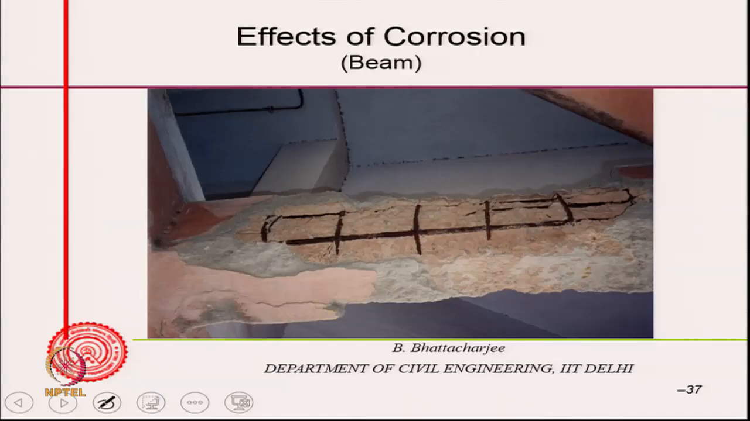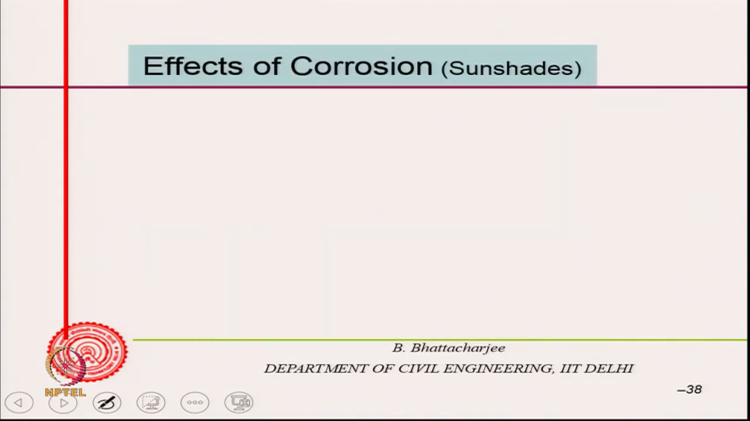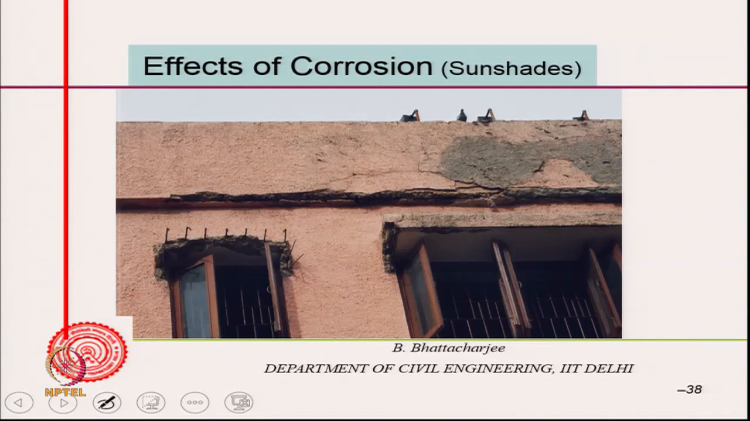This is a case of a beam, and again a lot of spalling has occurred. They initially did not pay heed to it. Beams and sunshades are very common, and you will find something like this: below the parapet there are a lot of cracks, the sunshades have gone here, and it started spalling. So, that is the kind of manifestation of corrosion.